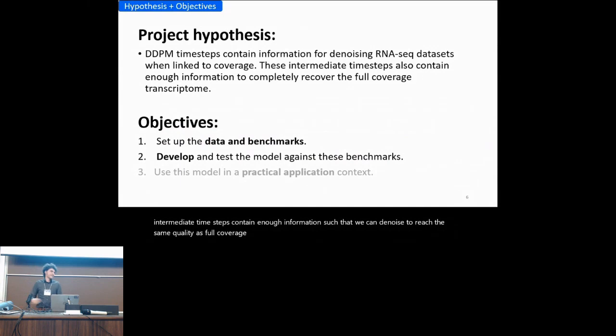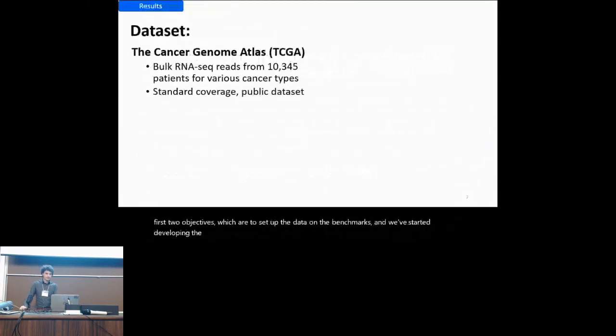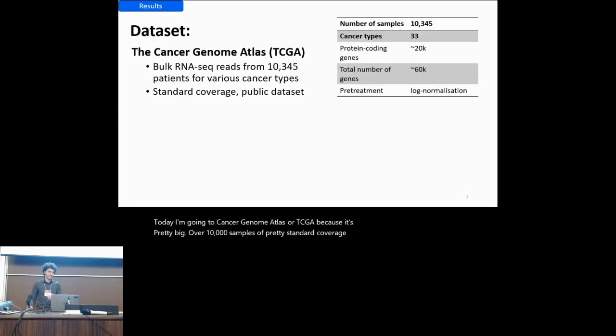Since this is a work in progress, I'm only able to talk about the first two objectives, which are to set up the data and the benchmarks, and we've started developing the model itself. So first, for the data set, not the first time we've talked about it today, I'm going with the Cancer Genome Atlas, or TCGA, because it's pretty big, over 10,000 samples of pretty standard coverage, it's public, all that good stuff, with a few statistics.